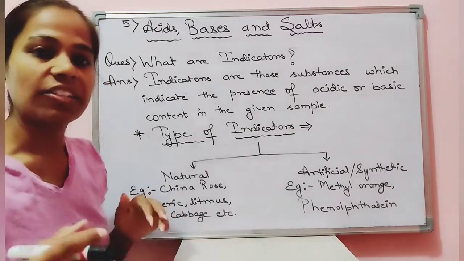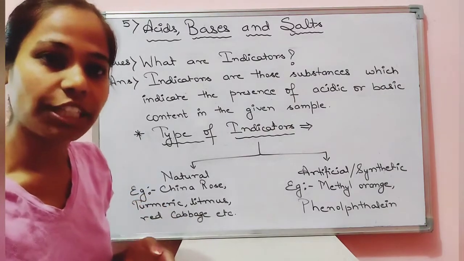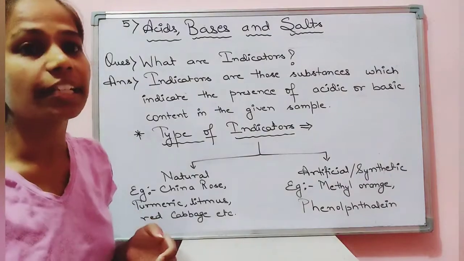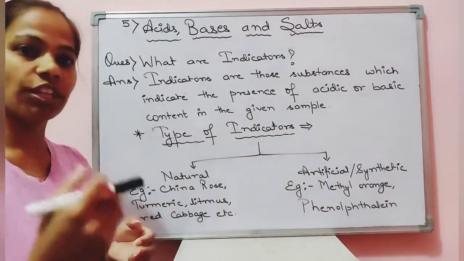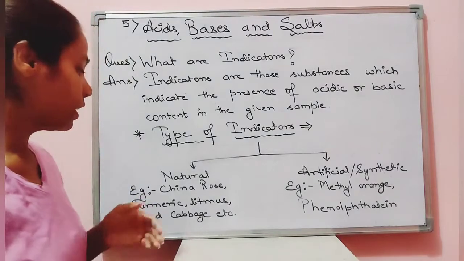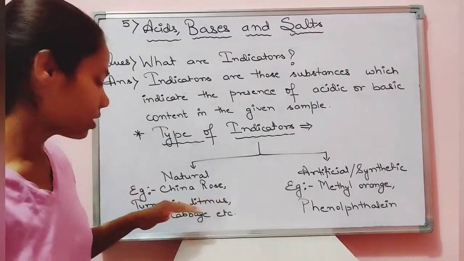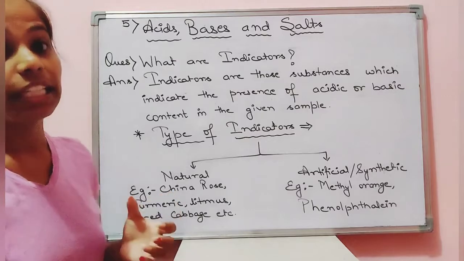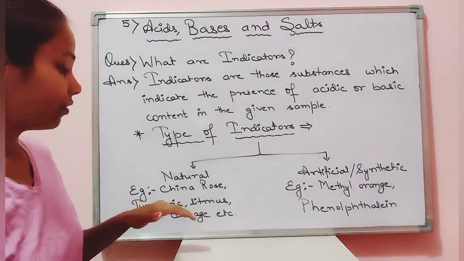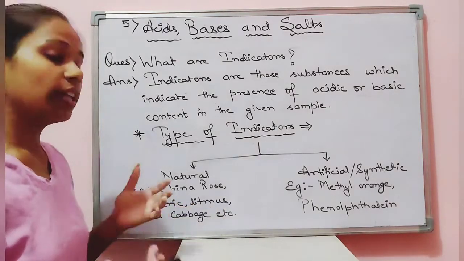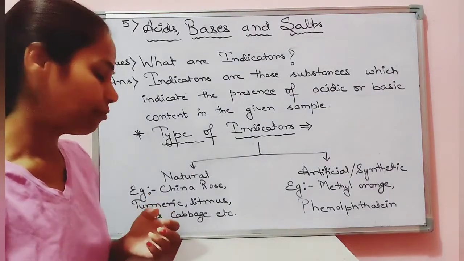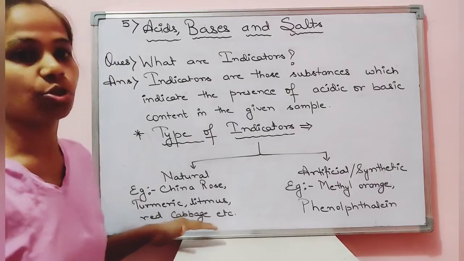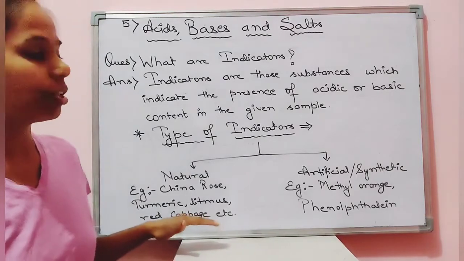In the previous lecture, I had given you certain activities in which you had prepared the indicators by yourself. We can prepare them naturally. We can prepare them at our home. Fine. Like China rose solution, then the turmeric solution, these can be prepared by ourselves. Then the litmus solution is prepared from lichens. Then red cabbage solution. This can also be prepared naturally, children.